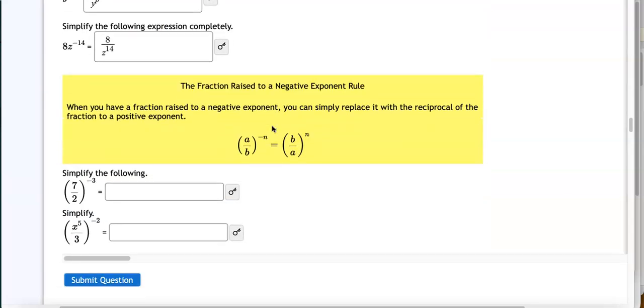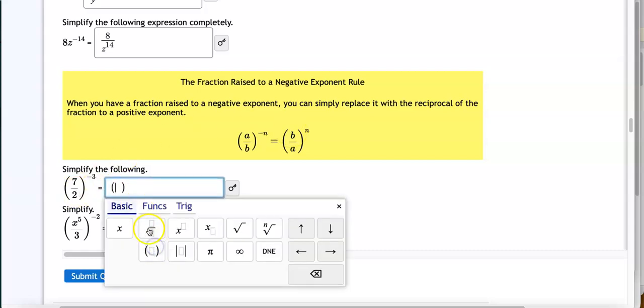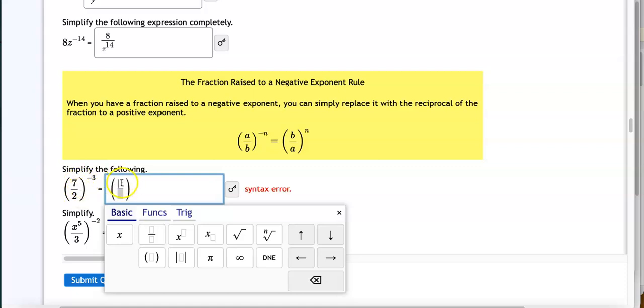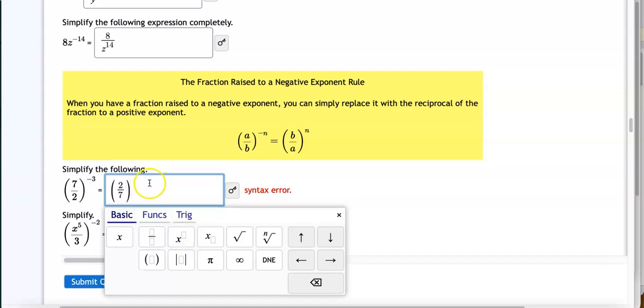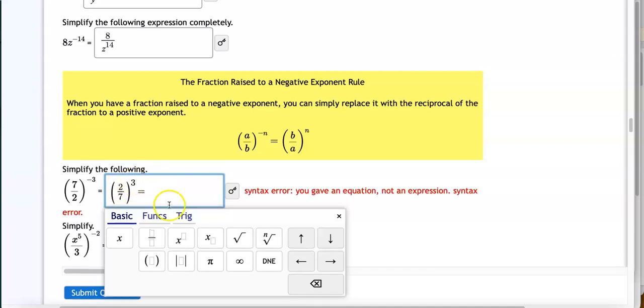If you have a whole fraction raised to a negative exponent, you get to flip over the fraction and get rid of the negative. Everything upstairs goes downstairs, everything downstairs goes upstairs. And so in this case, you're going to take your 7 over 2 and change it to a 2 over 7. And then that is going to get raised to the 3rd power. So all you do is you flip over the fraction and change the negative to the positive. And then you would still have to further simplify that. 2 cubed is going to be 8, and 7 cubed is 343.